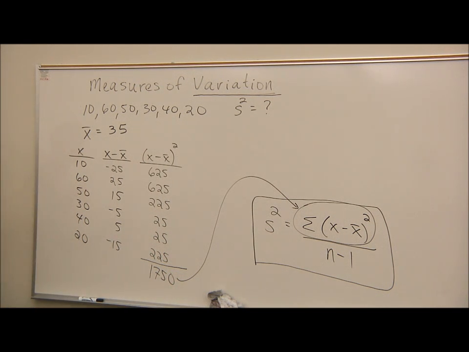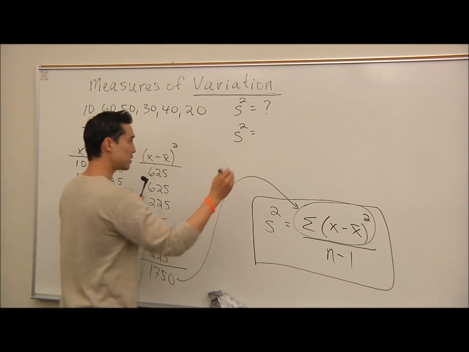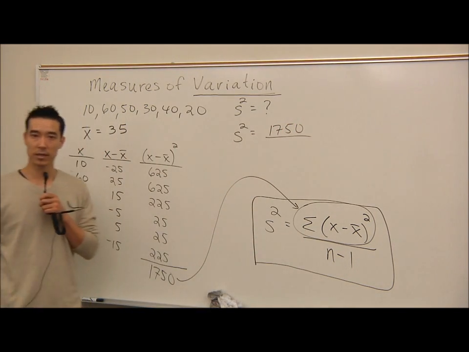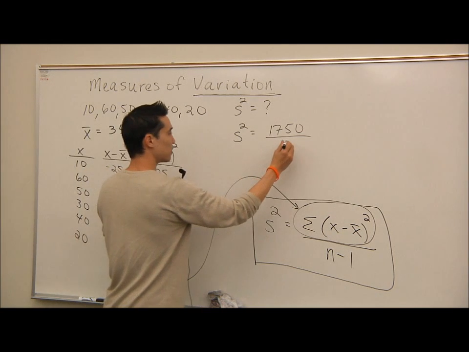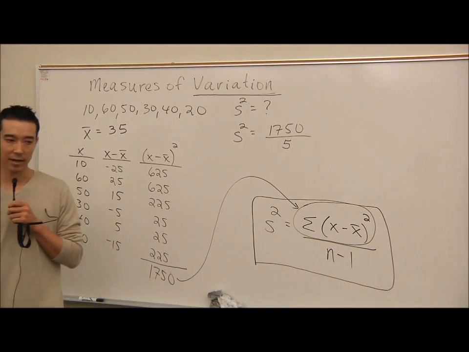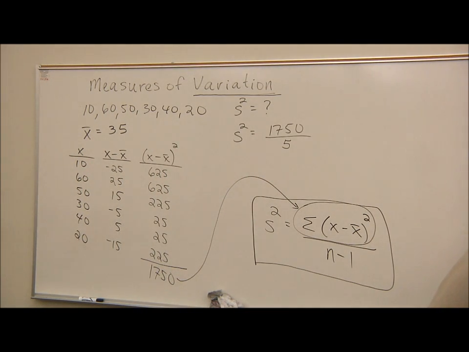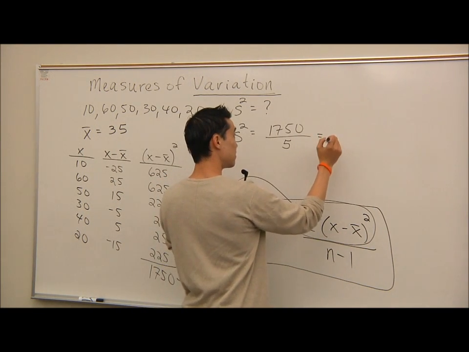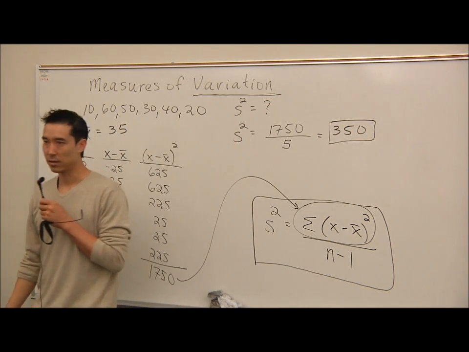We're finally almost done with this problem. So s squared is 1750 divided by n minus 1. And what is n minus 1 here? What is n? How many numbers there were? 1, 2, 3, 4, 5, 6. So 1750 divided by 5. Go ahead and break out your calculator. What is 1750 divided by 5? 350. So that's my s squared.